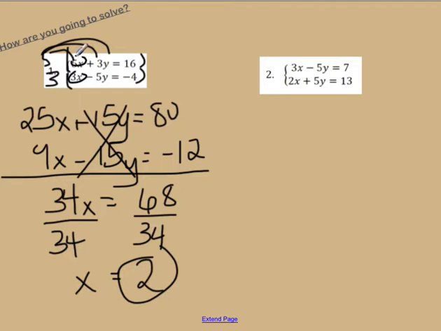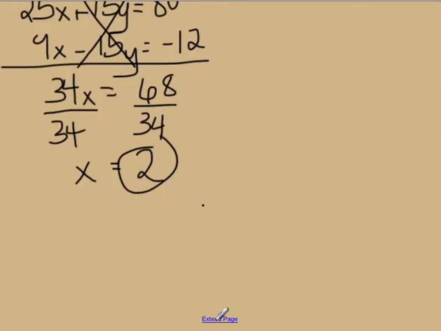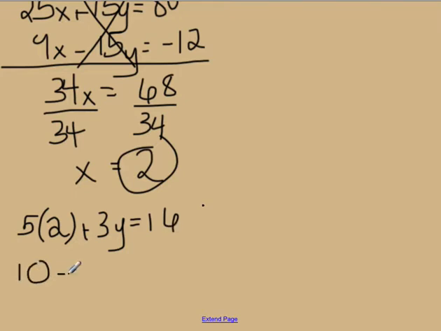So where I see x there or there, I can plug in 2. Let's just plug it into the top one. So I have 5x plus 3y is equal to 16. So I take the x out and I put the 2 in instead. 5 times 2 is 10, plus 3y is equal to 16.